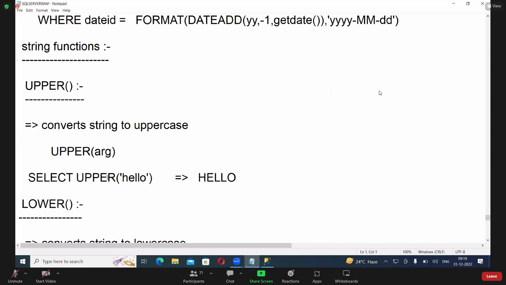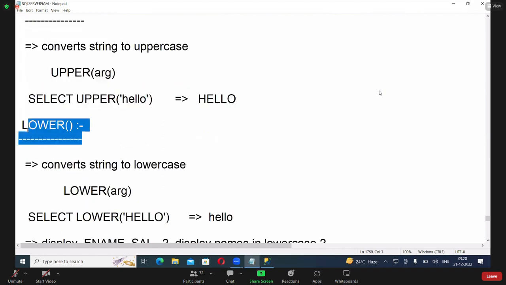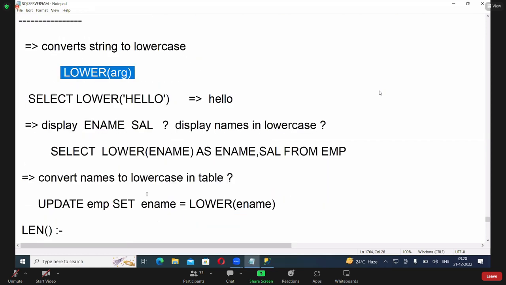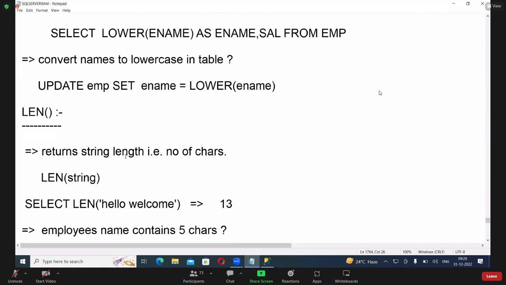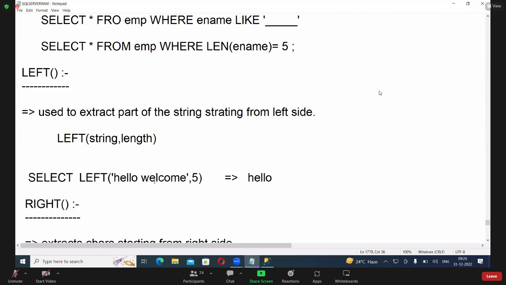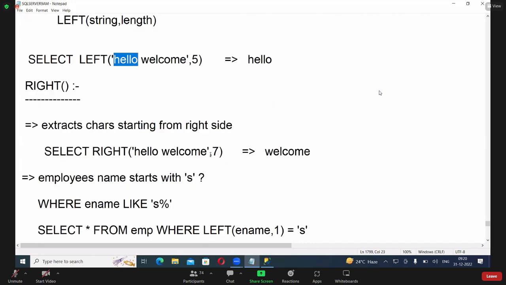So string functions. In string, I covered upper, that converts string to uppercase, lower that converts string to lowercase. Len function returns length, number of characters, and left function to extract characters from left side. Right function to extract characters from right side.